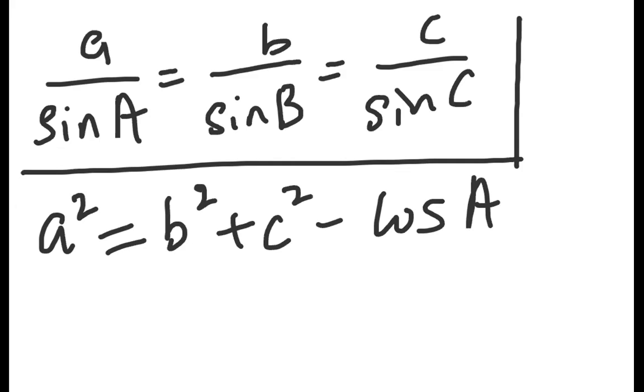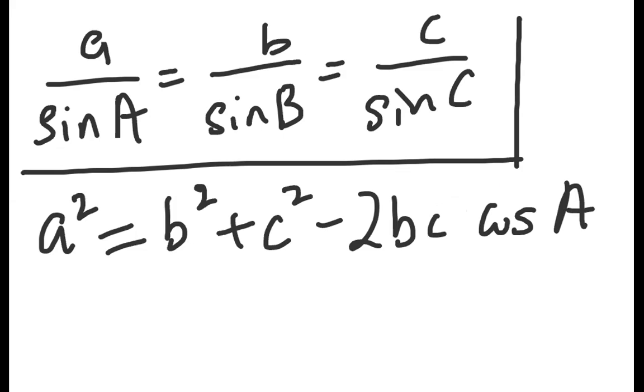The B square plus C square minus 2BC cosine A. So A square equals B square plus C square minus 2BC cos A.